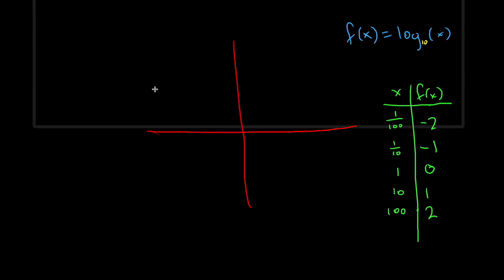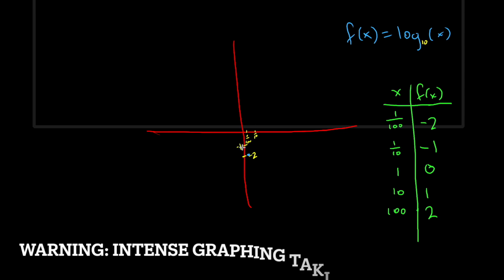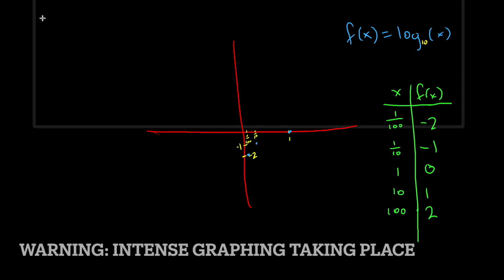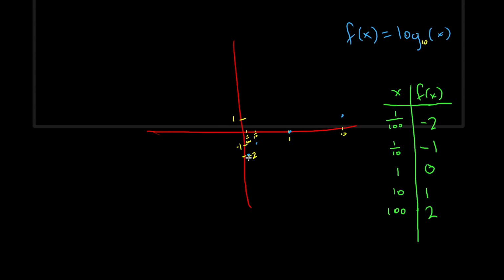So we can plug in these points. When x is 1 over 100, I'll just say that's here, then the value of y, or f of x, is negative 2. This is not going to be drawn to scale, by the way. So here's where our first point is. I'll do it in blue. And from here, we can sketch out a graph. But this is just the top half.